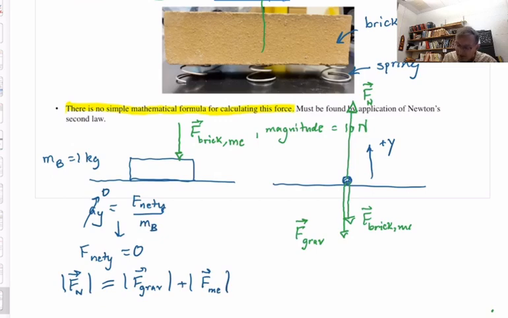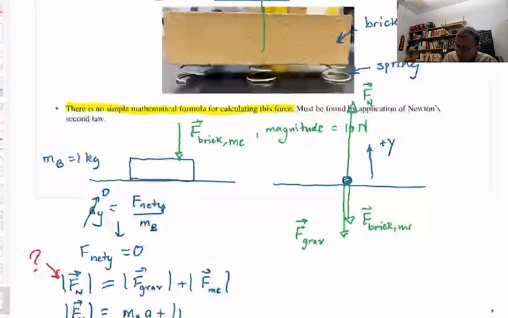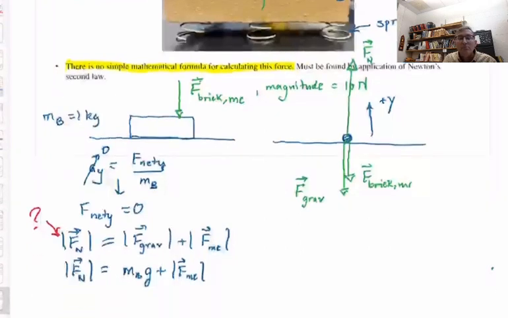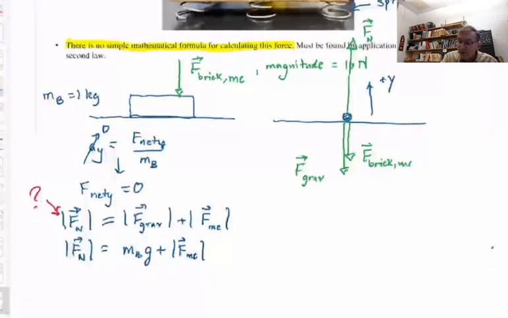And I am asked to find the magnitude of the force due to gravity. Okay, that's what I'm supposed to find. Newton is telling me how to get it. This formula. Note, by the way, the magnitude of F grav would be the mass of the brick times little g. So there's the formula right there that I'm going to use to calculate the magnitude of the normal force on this brick.